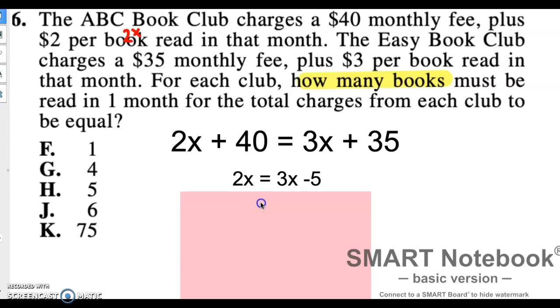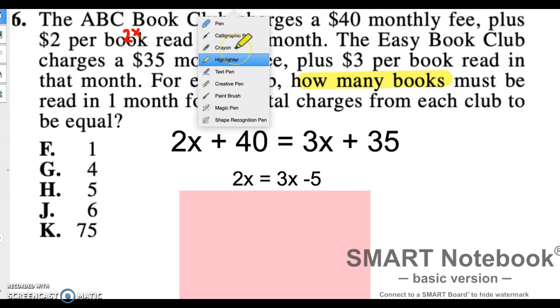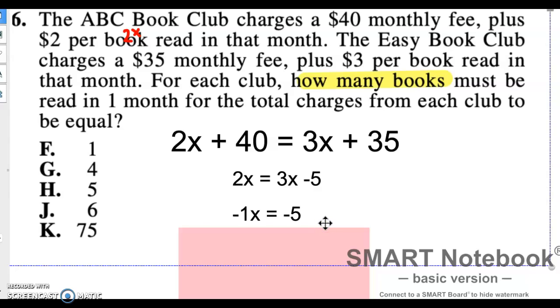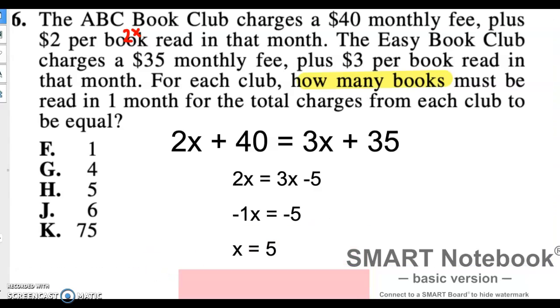So you can subtract 40 from both sides. That's the first step that I did. And I got that 2X is equal to 3X minus 5. Then remember, we want to solve for X. So I'm going to subtract 3X from both sides now to get negative 1X equals negative 5. If you divide both sides by negative 1, you get that X is equal to 5. So the correct answer here is H, 5.